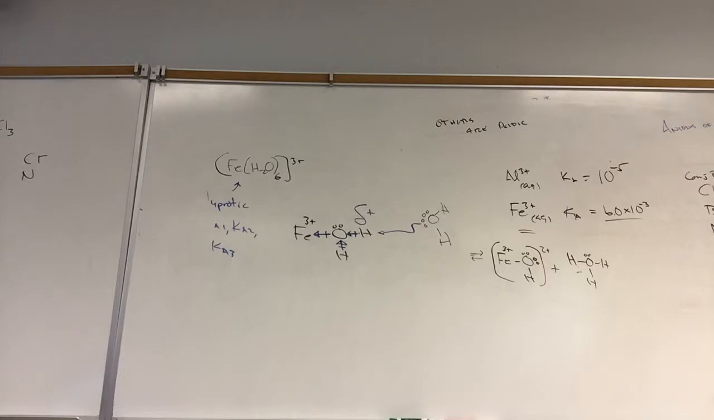Next example would be sodium acetate. Acetate is the anion of a weak acid, and so sodium ions are neutral, right? Acetate ions are basic, and so we do Kb.